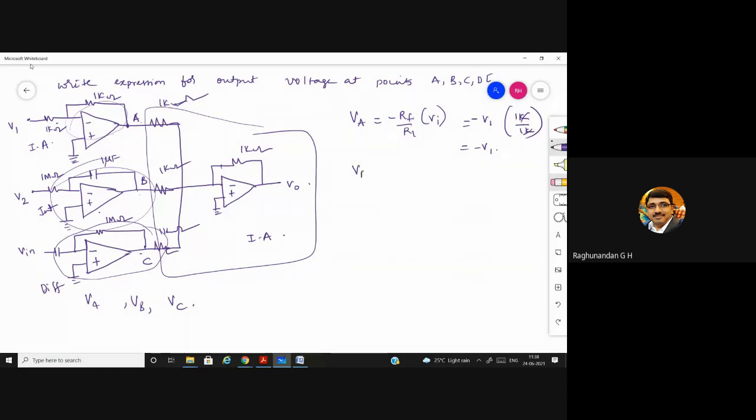For VB, what is the standard equation? Minus 1 by R into C, integration of Vi into dt. Now we'll substitute whatever values we have. So minus 1 by, here we have R, no? Which is this R value?